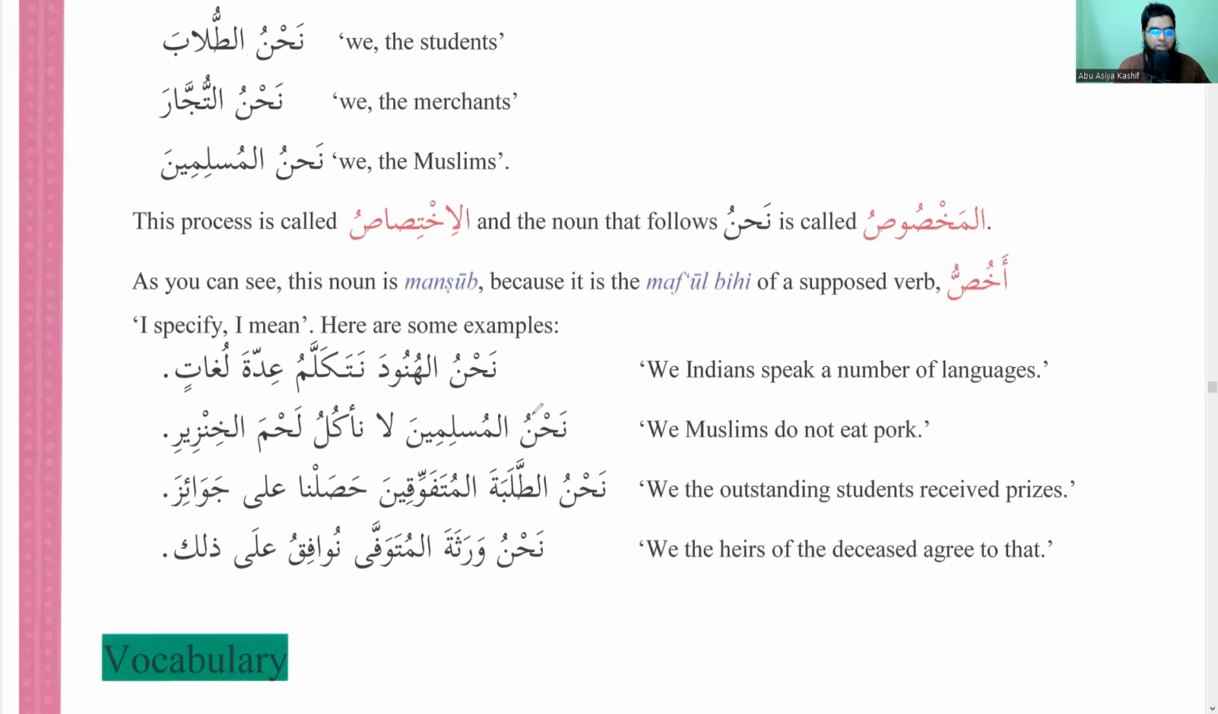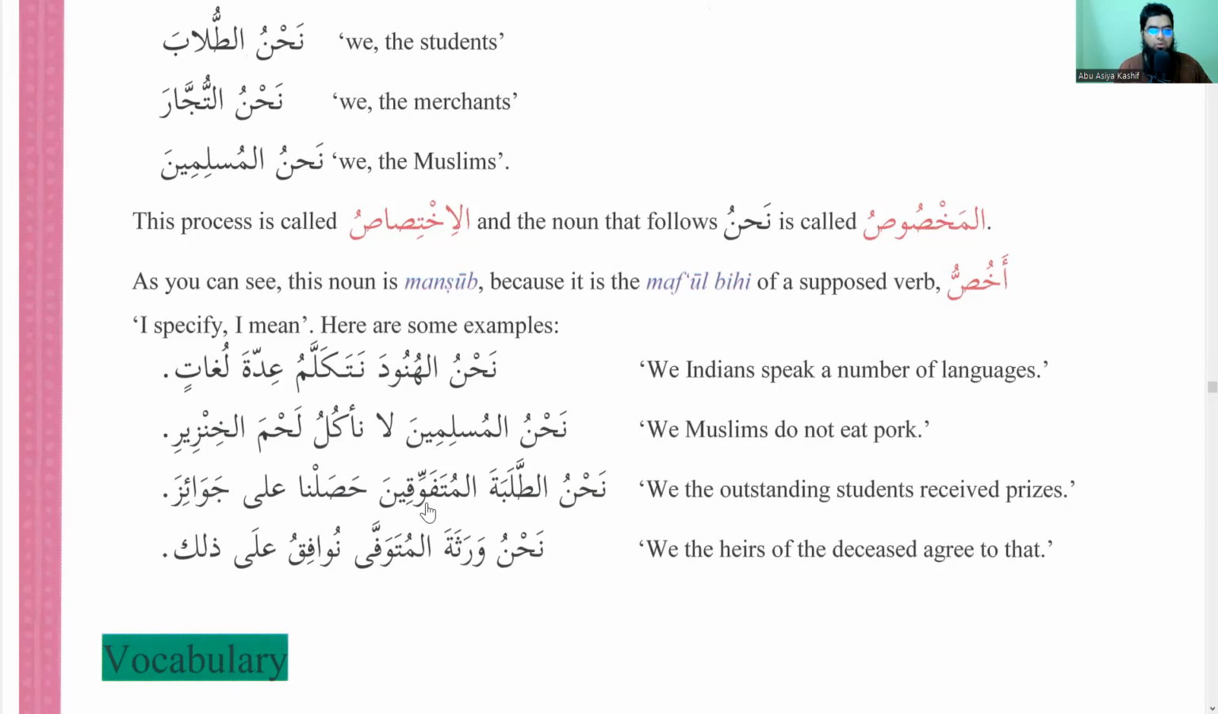So after nahnu, if you see this mansub, you might be like, there's no inna, there's no word before it. Why is this mansub? Because it's called ikhtisas. I don't know if it's used in the Quran. It's used in ahadith. The Prophet says, "Nahnu ma'ashar al-anbiya," we the group of prophets, we do not inherit, and so on.